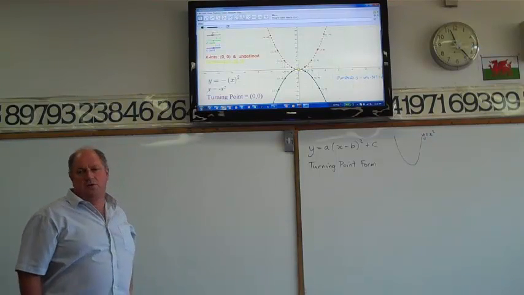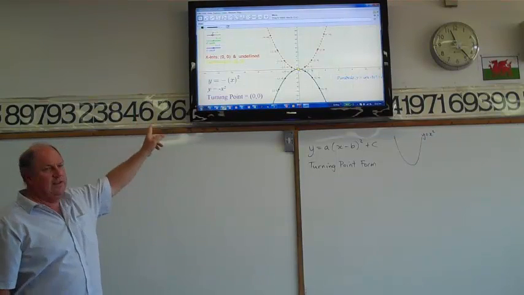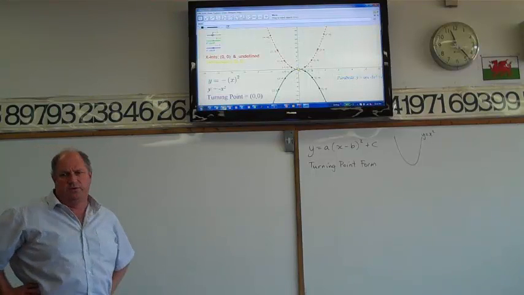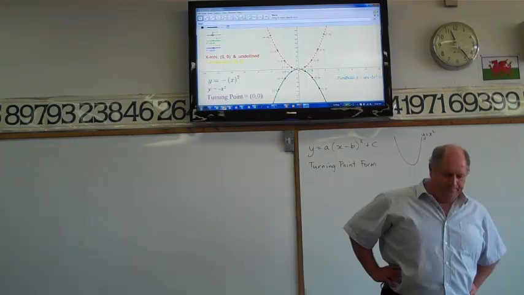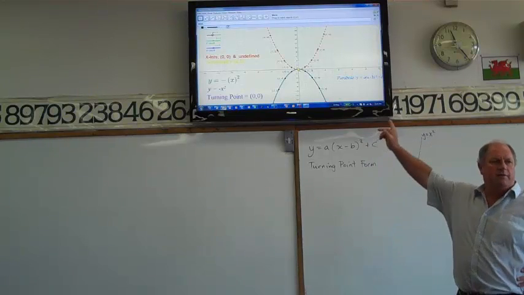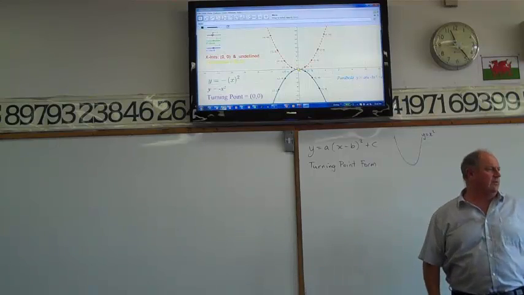What I'd like you to also do, can you put in the dotted red graph? That's the basic graph y equals x squared. That's the first one you drew on the other graph. Right, can you also draw y equals positive x squared, the dotted red graph up here, please? And label both of them.